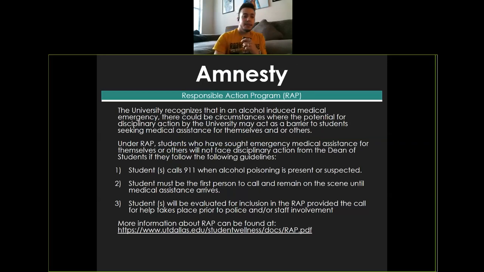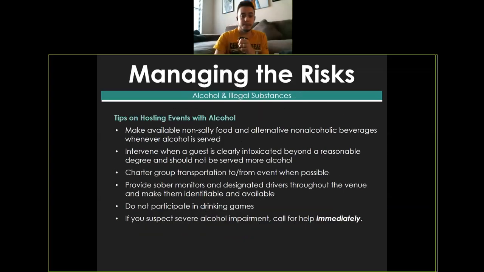There is, however, amnesty if you ever find a student who is drinking underage or participating in any unaccepted activity, or you yourself are, and someone is in need of medical assistance, you will be granted amnesty. Calling 911 and seeking that medical assistance for you or someone else will grant amnesty, meaning that you won't be in trouble for partaking as long as medical help is found.